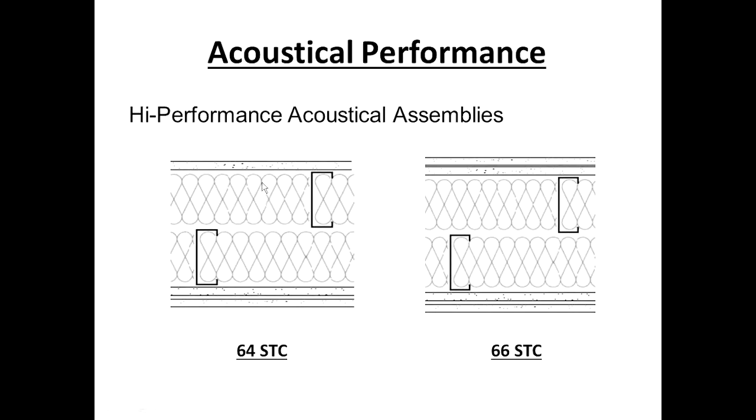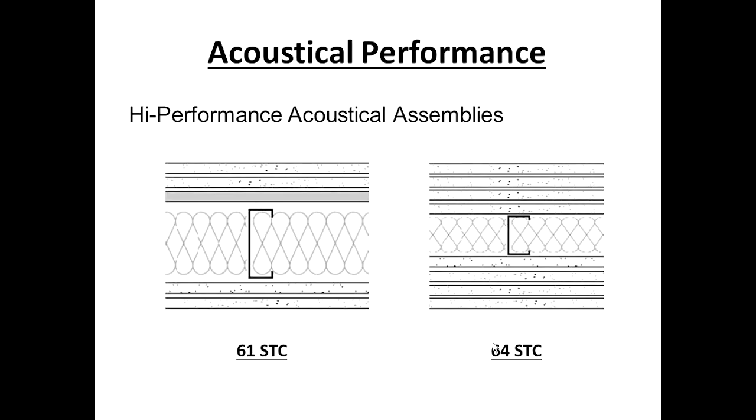But we totally decoupled. We have 2 rows of studs. We double the amount of absorption. We have 2 rows of insulation. Actually, surprisingly enough, you haven't added that much mass. You're still at 3 layers of board, but you're a 64 STC. That's huge. 66 if I put double layer each side. Those are phenomenal walls.